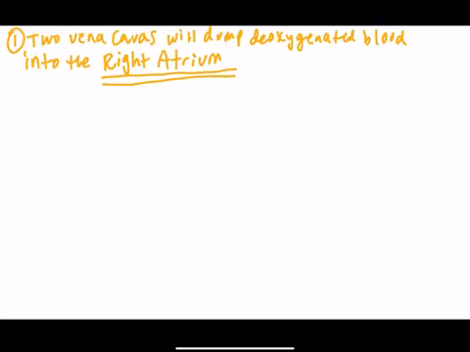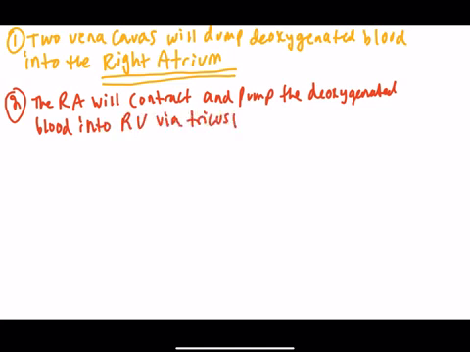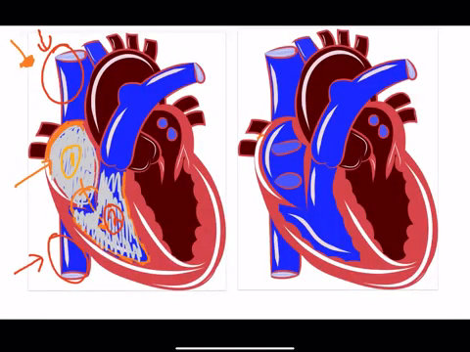So we're going to write out step 2, which was the right atrium, RA for short, will contract and pump the deoxygenated blood into the right ventricle, RV for short, via the tricuspid valve. So now we have our deoxygenated blood in our right ventricle.